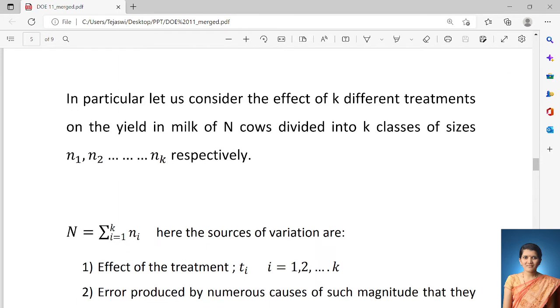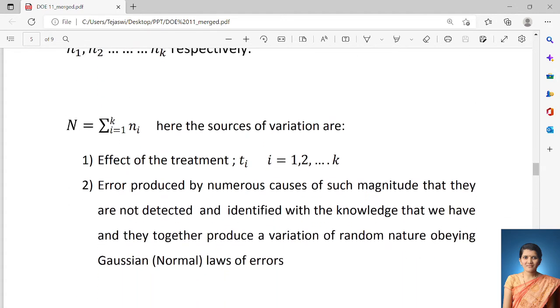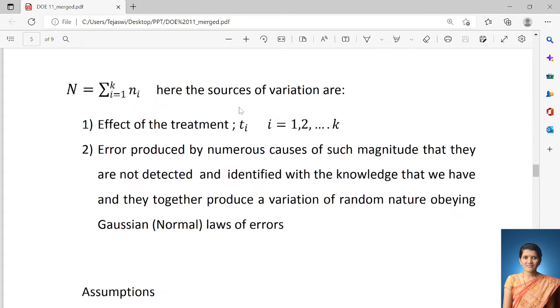In particular, let us consider the effect of K treatments on the yield in the milk of n cows divided into K classes of sizes n1, n2 up to nk respectively. Here n is equal to the summation of ni. The sources of variation are: first, the effect of treatment; second, the error produced by numerous causes of such small magnitude that they are not detected and identified with the knowledge that we have, and they together produce a variation of random nature obeying Gaussian's normal law.